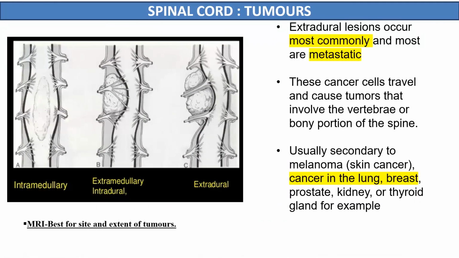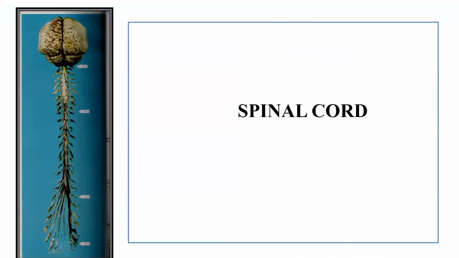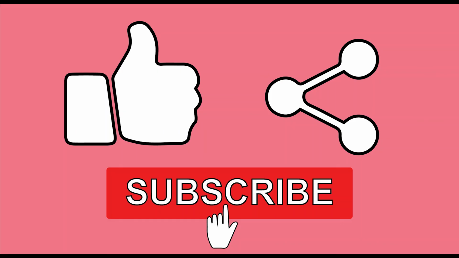So this is about the applied anatomy of the spinal cord. So now we have completed the topic of the spinal cord with its various external and internal features, and also about the various tracts, ascending and descending tracts.